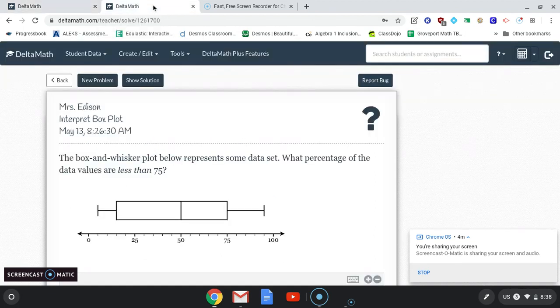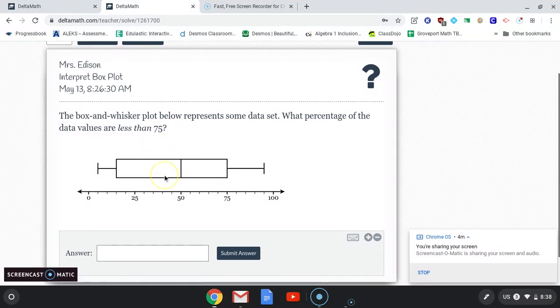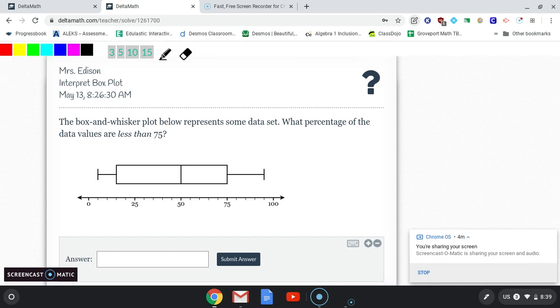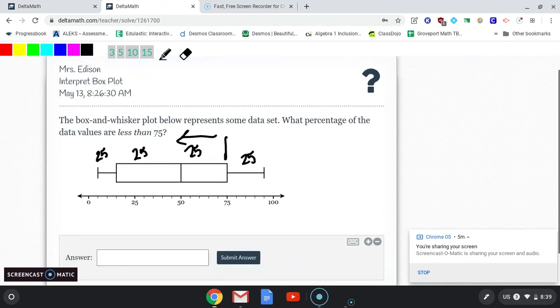Let's take a look at the next problem for today, and that's interpreting this. So it says, what percent of the data values are less than 75? So 75's right here. Remember, I said each one of these is 25. So this is 25, this is 25, this is 25, and this is 25. So less than is this direction. So that means it has to be 75. We would put 75 in.